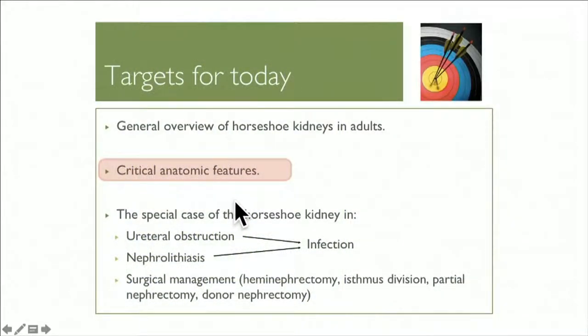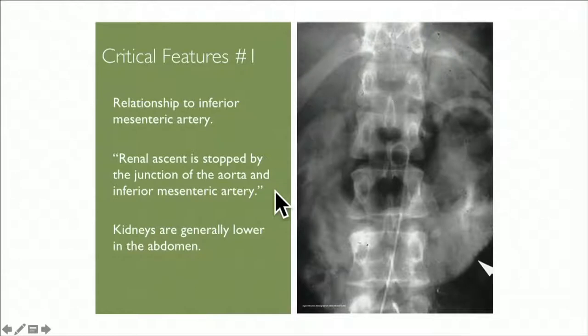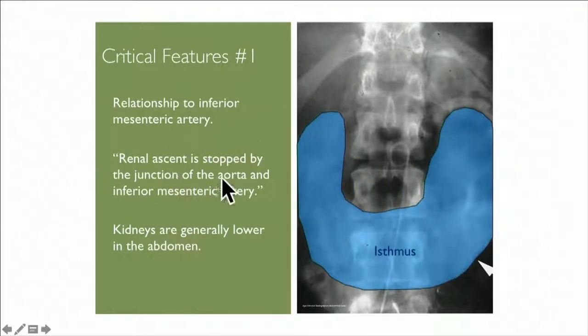So let's talk about the meat of the matter, which is these critical anatomic features that you should keep in the back of your mind when you see a patient with horseshoe kidneys. The first feature is that there's a relationship in general to the horseshoe kidney isthmus with the inferior mesenteric artery. And renal ascent is stopped by the junction of the aorta and the inferior mesenteric artery. This is the traditional teaching, and these kidneys are generally lower in the abdomen.